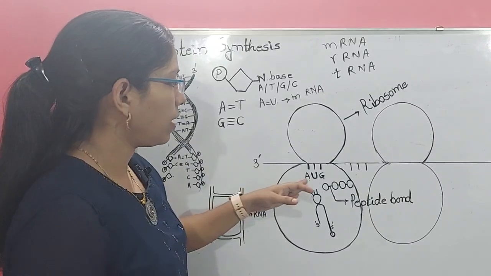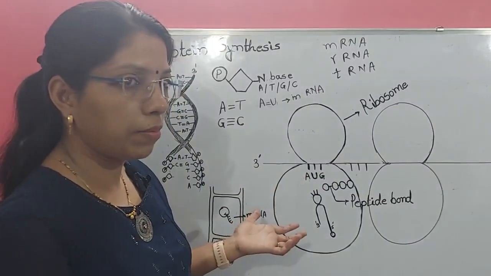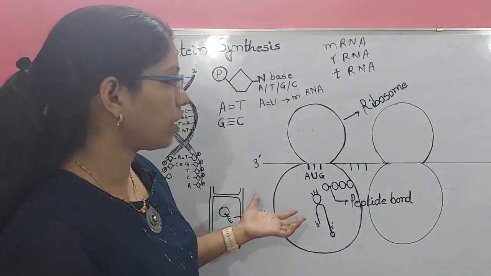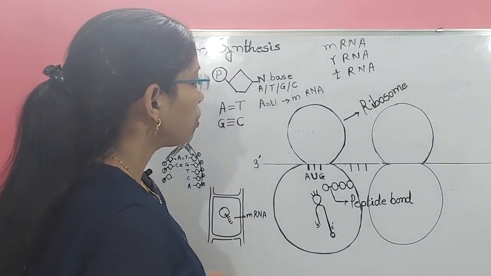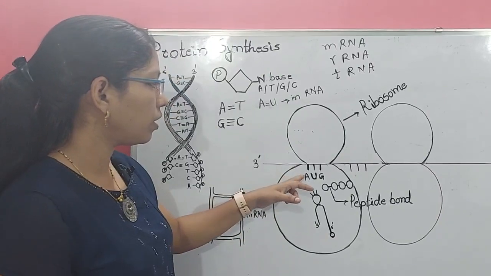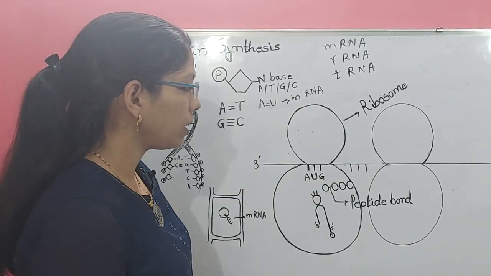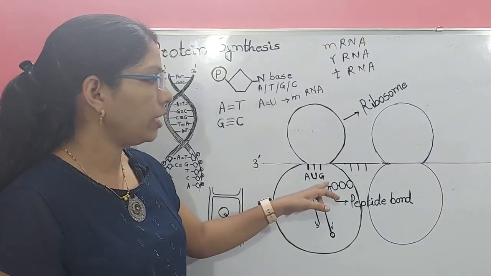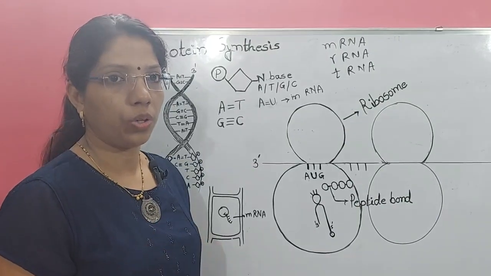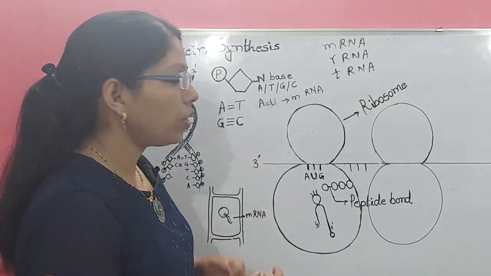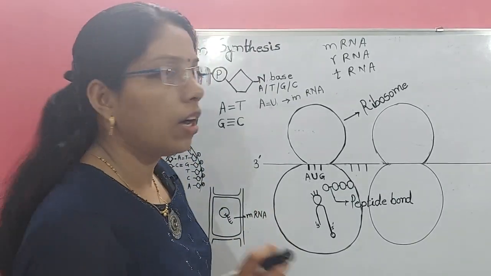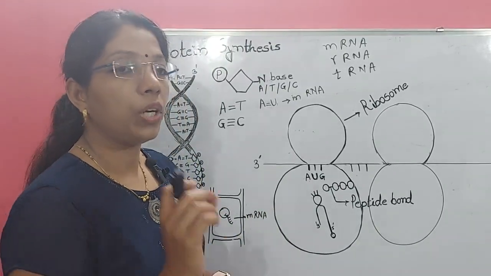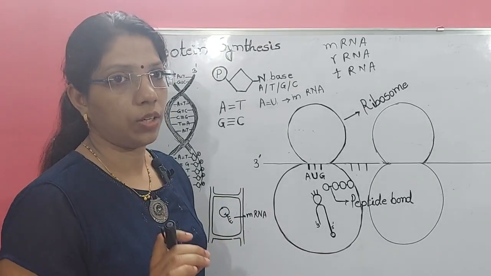First we will see some important scientist who discovered the triplet codon. So mRNA has thousands of triplet codons. A triplet codon is a group of three nucleotides, and this discovery of the triplet codon was done by the scientist Dr. Hargovind Khurana. He got the Nobel Prize for this discovery.